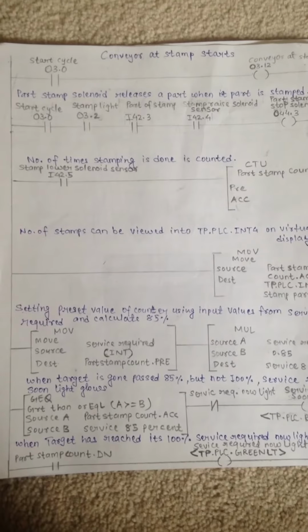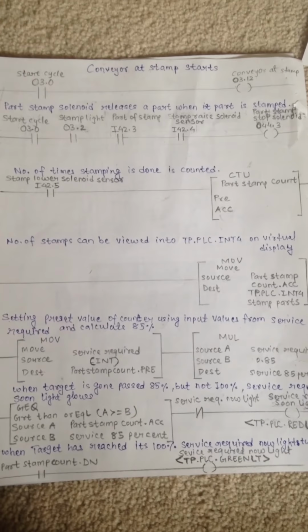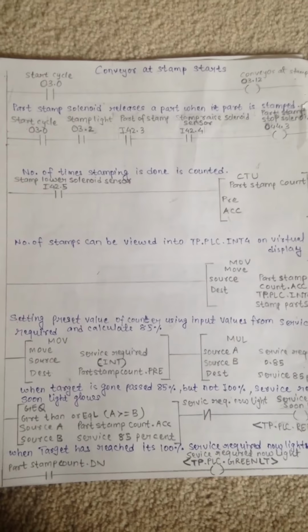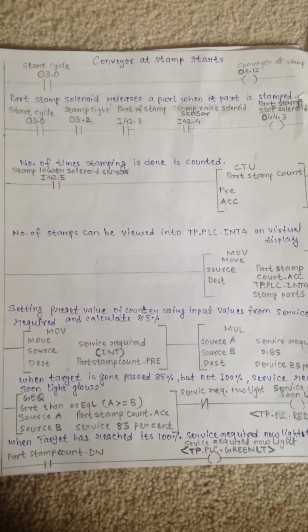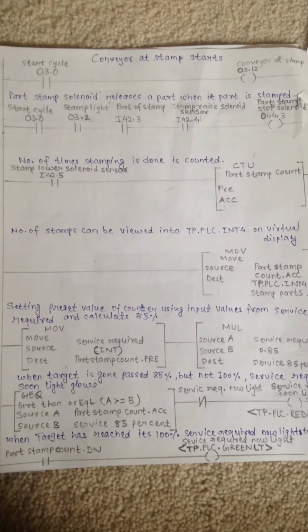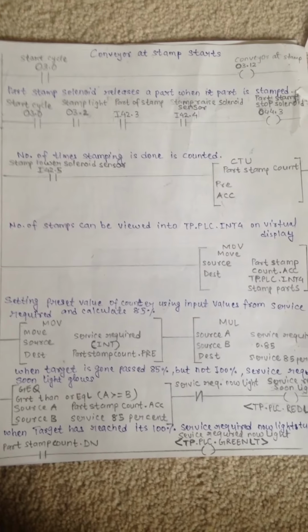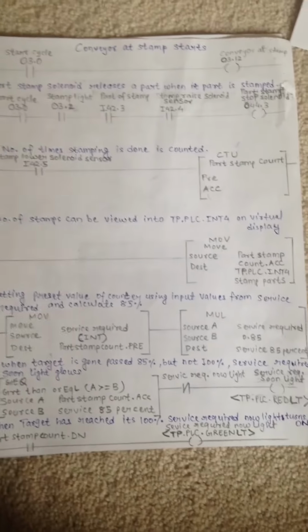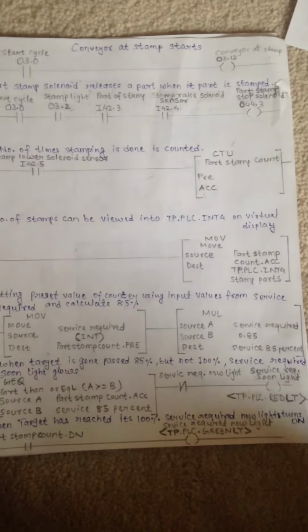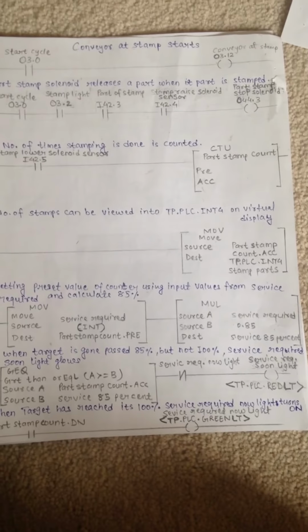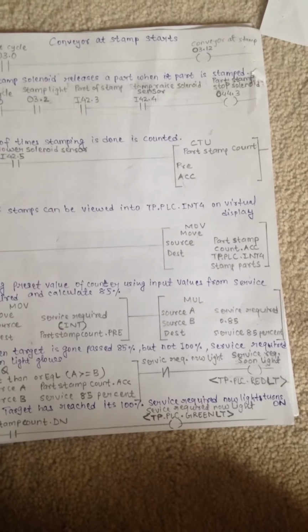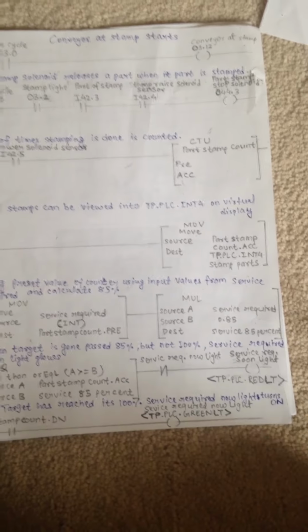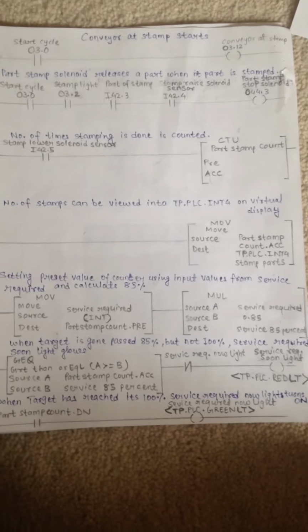With the start cycle on, the conveyor of the stamp starts. Each time the stamp solenoid lower sensor turns on, the part stamp counter counts. The number of counts is then moved into stamp parts, which has an alias address of TP-PLC integer 4.